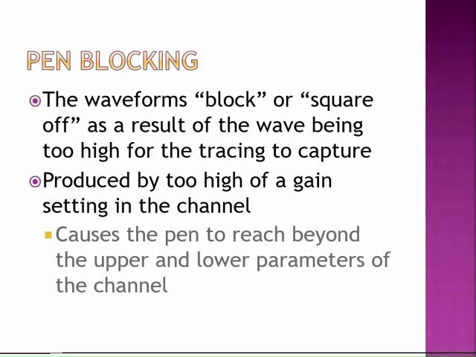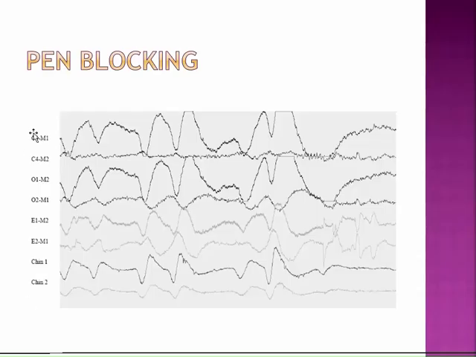Pen blocking is a form of artifact that can happen, and I'm going to show you as I explain it. You start to see the waveform block off or square off. Essentially, that means the channel properties aren't set appropriately, so you can't fully see these channels deflect within the parameters of the computer system. That usually is because of an improper amplitude setting on these channels.